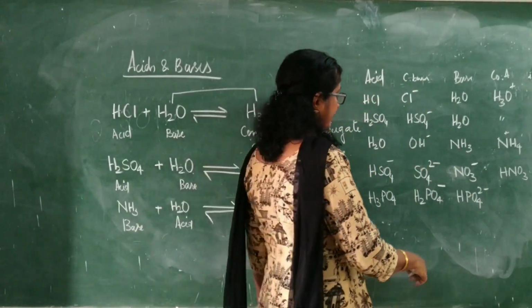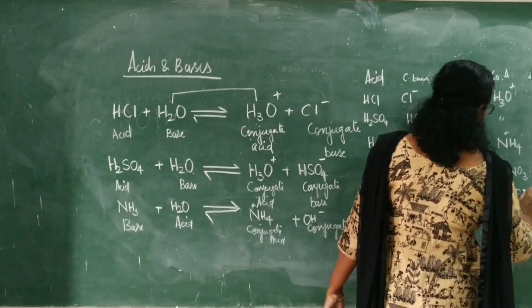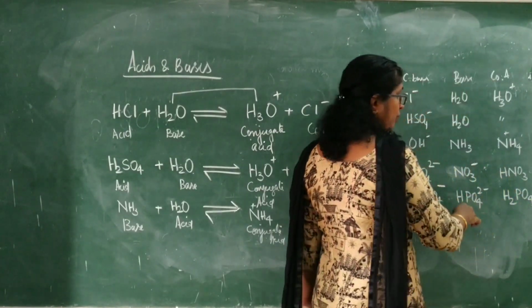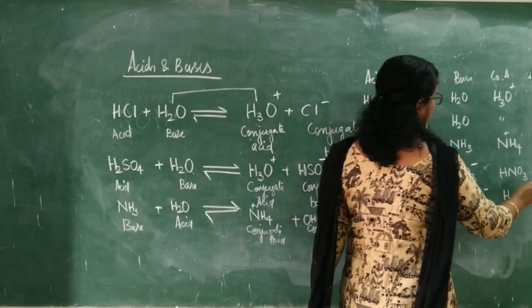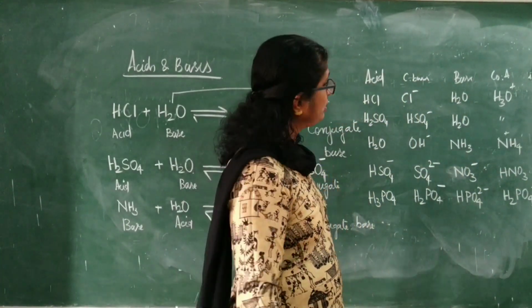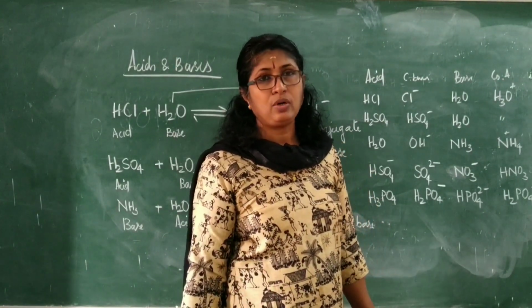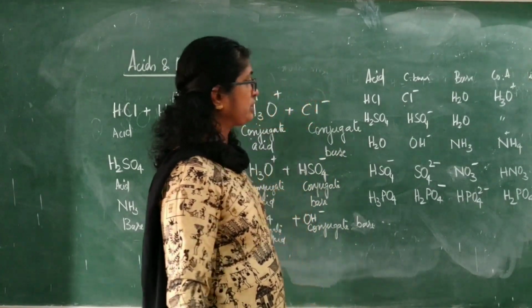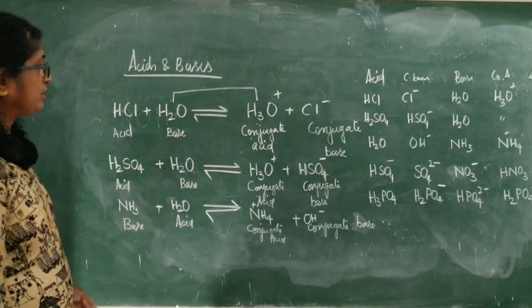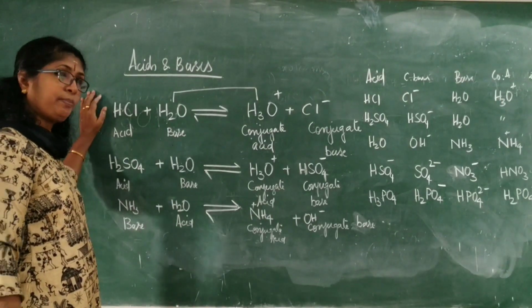You add 1 hydrogen, that is H2PO4. If you add 1 proton, then 1 negative charge will be less. So it is H2PO4 minus. That is the conjugate acid of the base HPO4 2 minus. Okay, so this is the Lowry-Bronsted concept. Acid conjugate base pair or base conjugate acid pair.